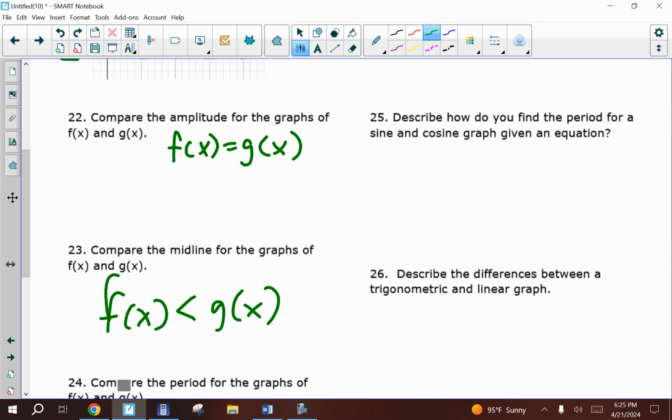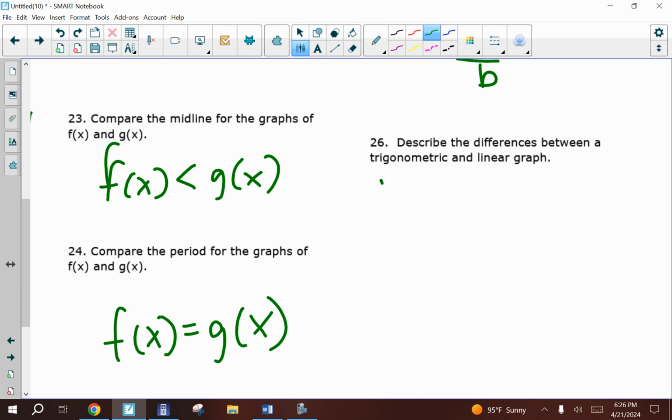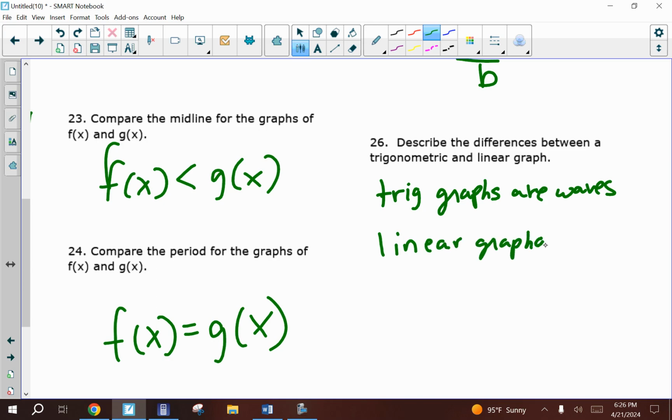It says, describe how you find the period for a sine and cosine graph given the equation. If you have the equation, you just use 2 pi over b, and you just plug in the b value, which is found in front of your x. It says, describe the differences between a trig graph and a linear graph. So trig graphs are waves, and linear graphs are lines. Very simple.